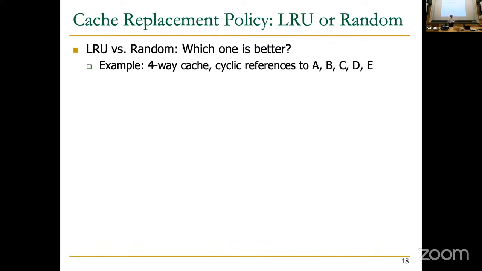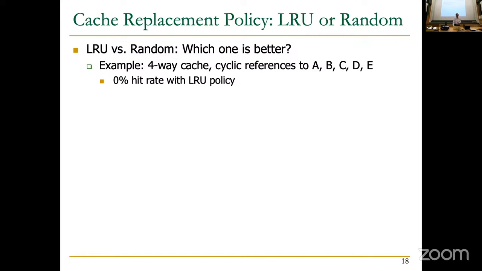We have a 4-way associative cache again, and we have cyclic references to A, B, C, D, E. I think this is correct. If this is what you have, with LRU, you get 0% hit rate. This is called set thrashing. You're thrashing a single set, basically. You can only house 4 different blocks inside that set, but you're really accessing 5 different things in the worst possible access pattern for LRU. A, B, C, D, E, A, B, C, D, E. Whenever you're accessing something, you're evicting the thing that you're going to access later. So you get a 0% hit rate.